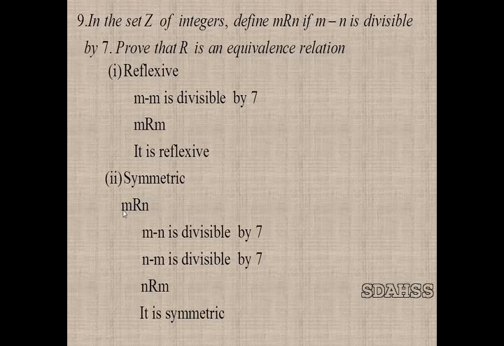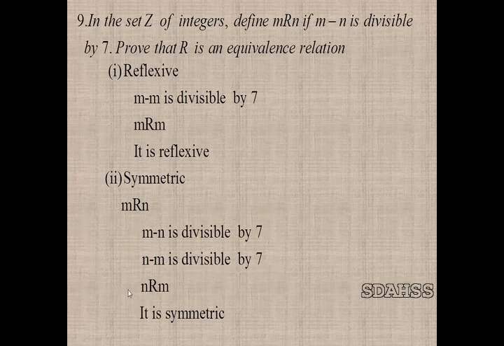Then symmetric. Symmetric means A is related to B and B is related to A. Here m is related to n and n is related to m. M is related to n means what? M minus n is divisible by 7. Here we can write n minus m is also divisible by 7.